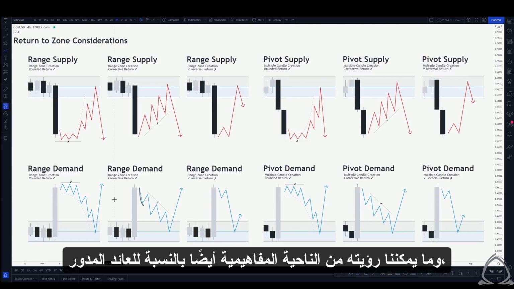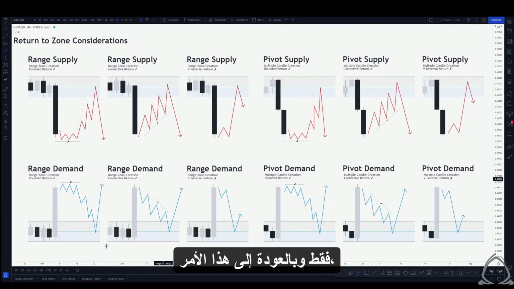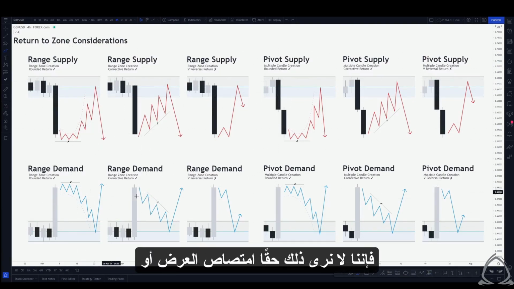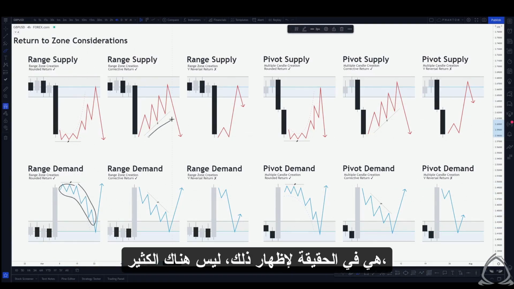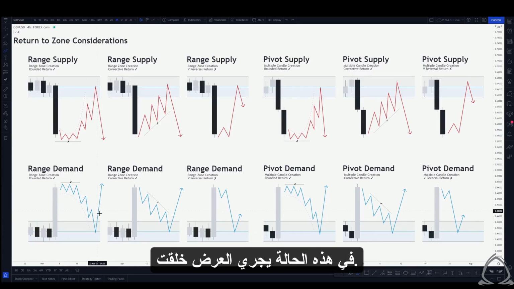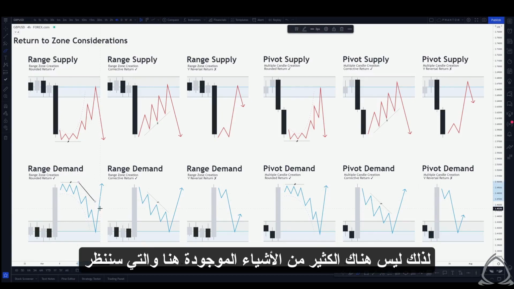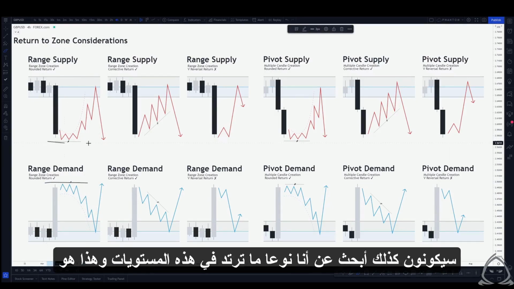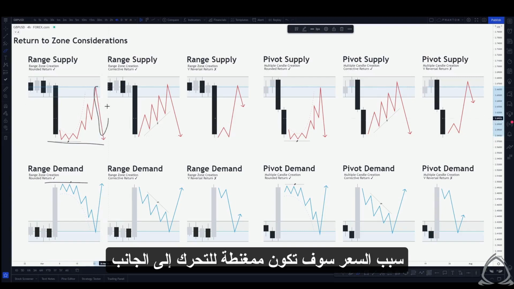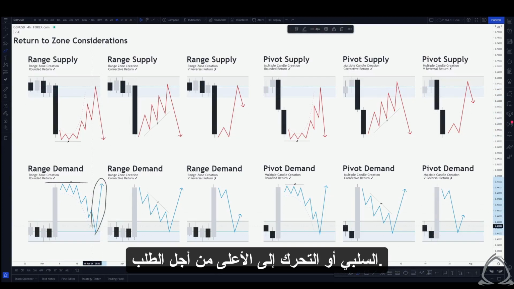And what we can see conceptually as well for the rounded return, just going back to touch on that, we don't really see that absorption of supply or absorption of demand as it returns back to the level. But the fact that it's rounding instead of correcting really is showcasing that there isn't a whole lot of, in this case, supply being created. So there's not really much existing here that we'd be looking at. If we're looking at support and resistance type traders, they would be looking for some sort of bounce at these levels, which is why price would be magnetized to move to the downside or move to the upside for demand.